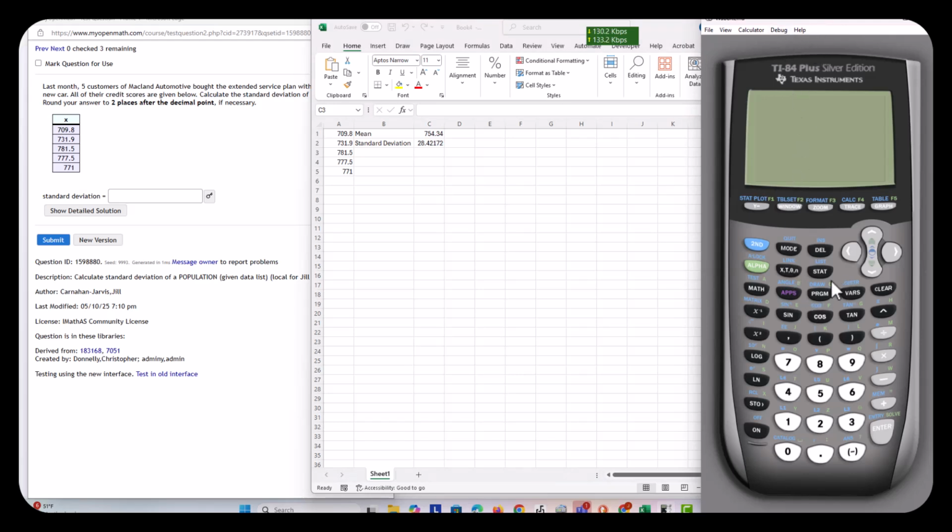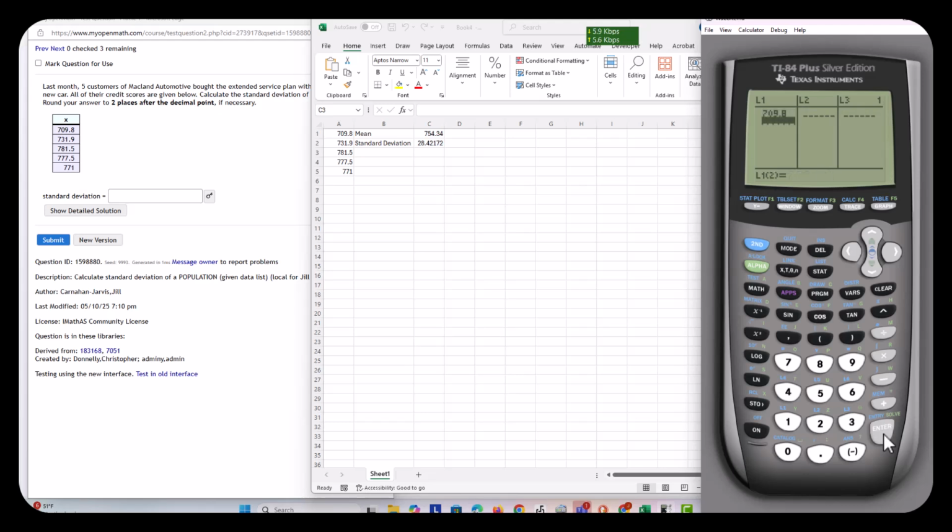Okay, go to stat. Well, let's turn it on first. Stat, edit. If you got something in L1 data in here, all you have to do is go up here to L1 and hit clear. That clears your data out. So let me go ahead and enter these in. 709.8. Enter.